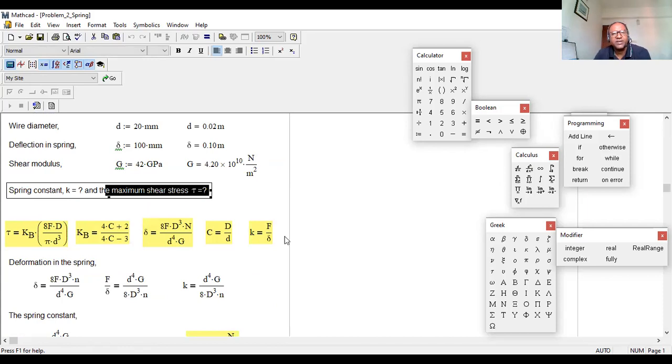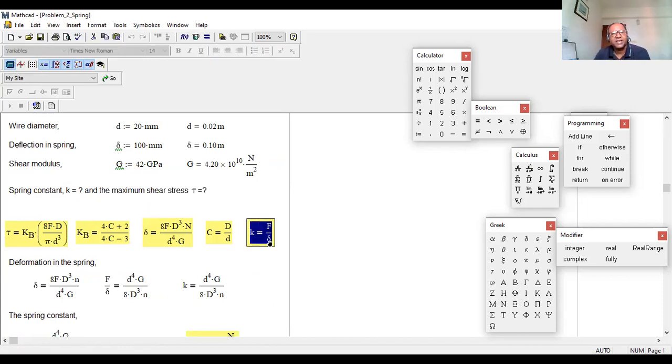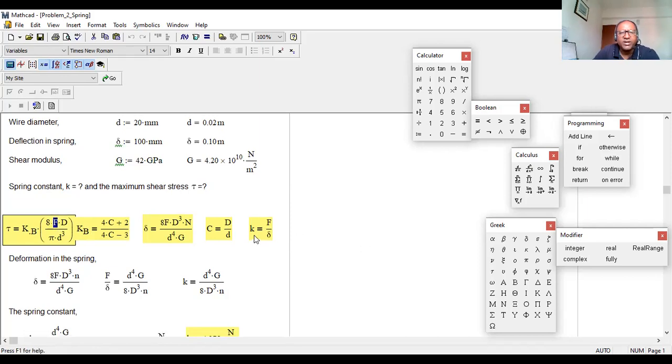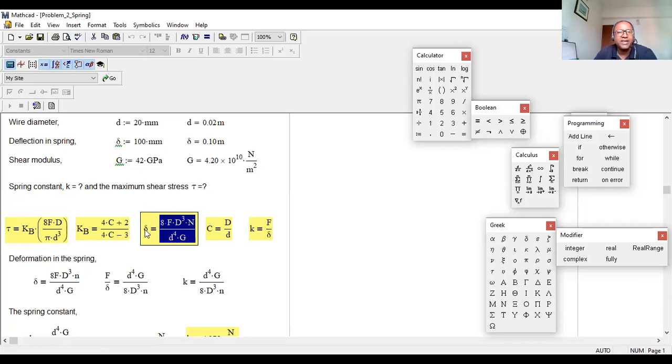What is the spring constant? F by delta. Delta is the 100 millimeter stress. But F is not given. If you know the F, then you can solve everything. You see, this is the shear stress formula. D value we know. Small d we know. Kb we know. But F we don't know. And they want K. K equal to F by delta. This is the equation for the delta. And you see, delta is given. So from here you can figure out the F.